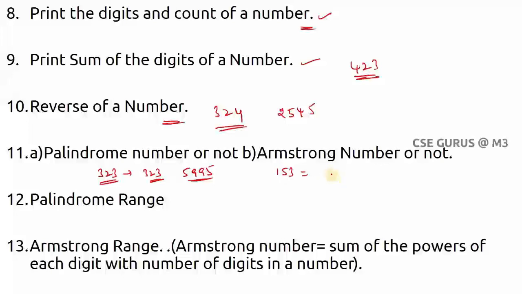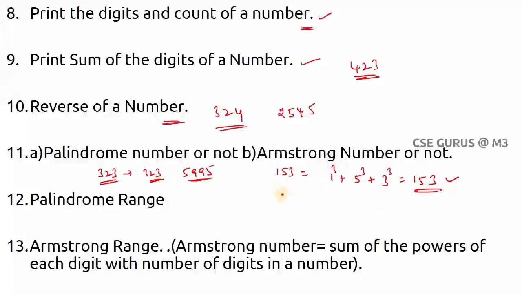Each digit, what is each digit? 1, 5 and 3. So you make cubes: 1 cube plus 5 cube plus 3 cube. What is the total sum if you consider? Which is equal to 153. You can see here, 3 cube means 27, plus 125, plus 1, totally 153.